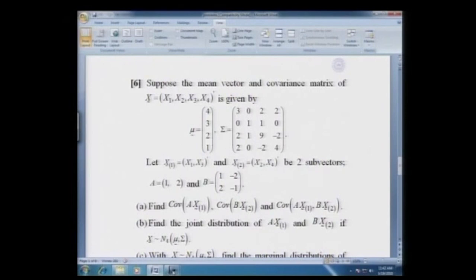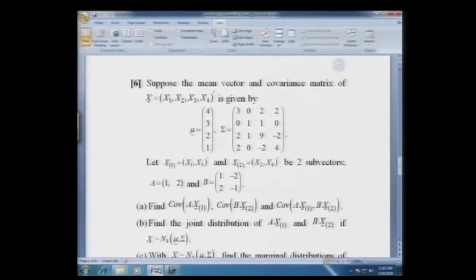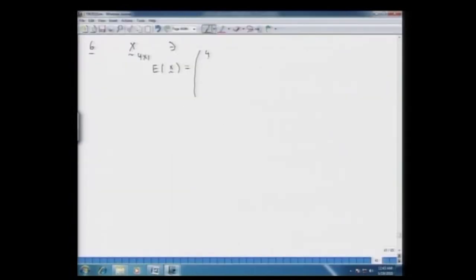Let us do the problems one by one. Let us move on to this. This is problem number 6. We have x, a 4-dimensional random vector, such that the expectation of x is given by that mean vector. I'll have to see what are the entries there. 4321.